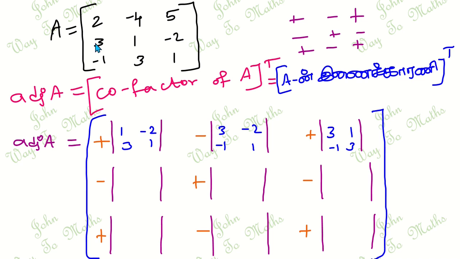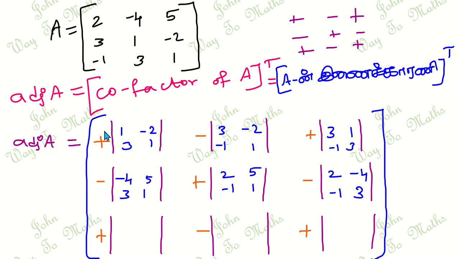Then second row first element 3, rows and columns will be eliminated. Remaining minus 4 5 3 1. Then center element 1, rows and columns will be eliminated. So remaining corner element 2 5 minus 1 1. Second row third element, rows and columns will be eliminated. So remaining entries 2 minus 4 minus 1 3.